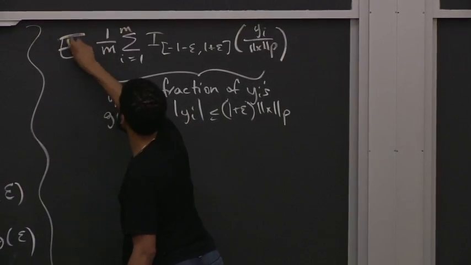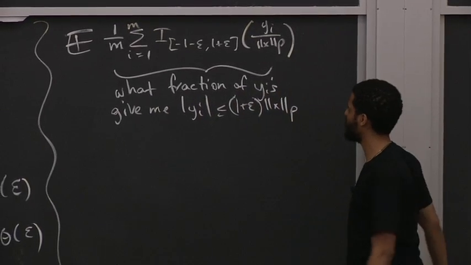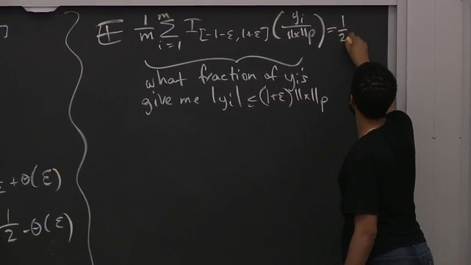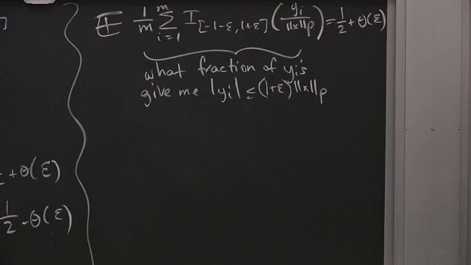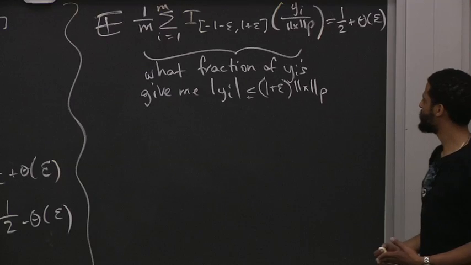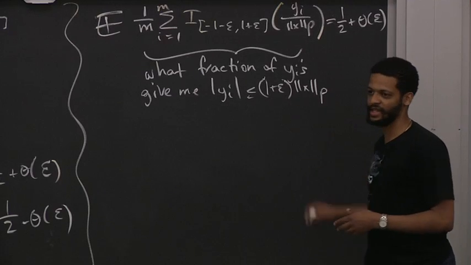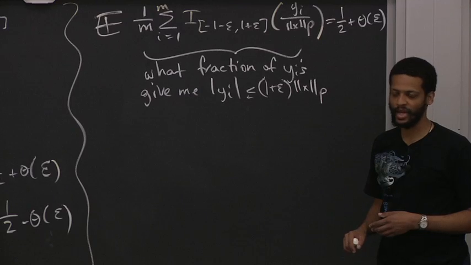And the expectation of this thing, we just calculated it by linearity of expectation. It's a half plus theta epsilon. Right? So in expectation, more than half of the yi's are giving me a value less than this. Okay?